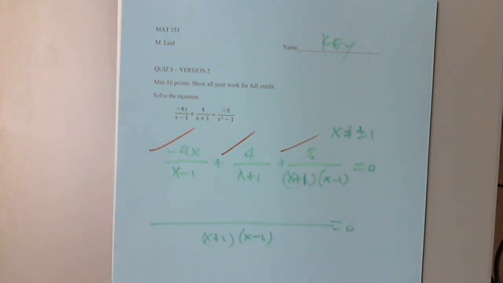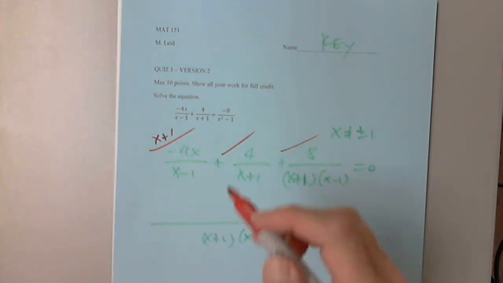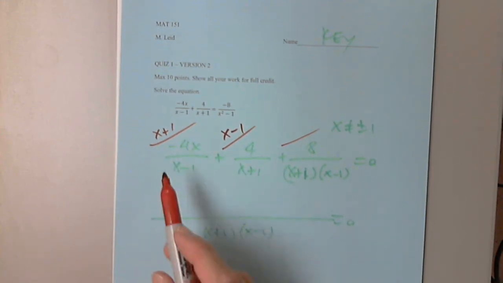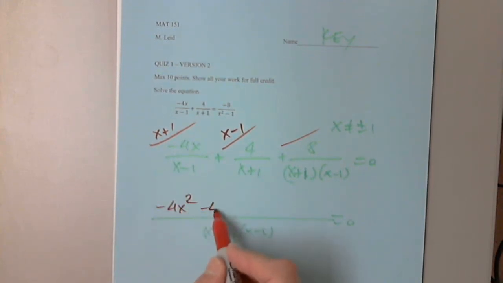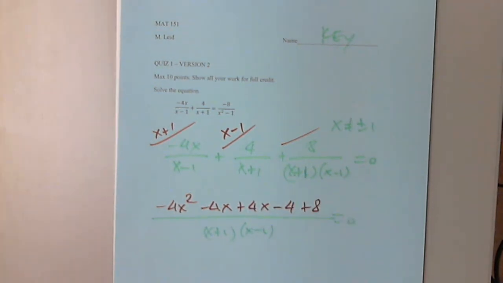For the first, the top. Very good. For the second. Right. And the last one, just 1 or nothing. So in this case, we have negative 4x squared minus 4x plus 4x minus 4 and plus 8. Do we agree with this? Yes. Everyone? Yes?